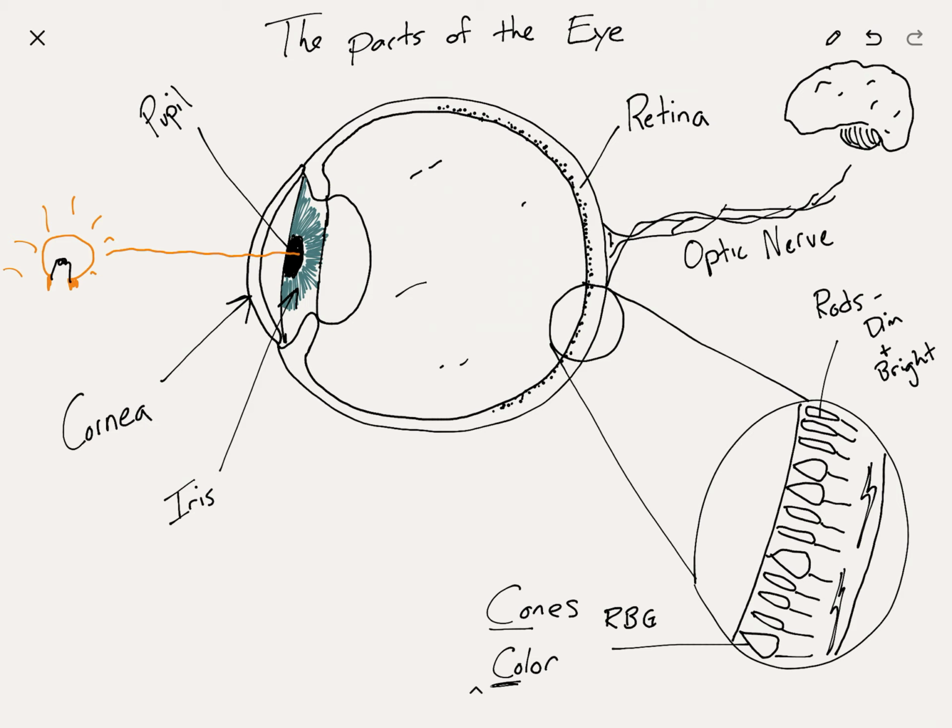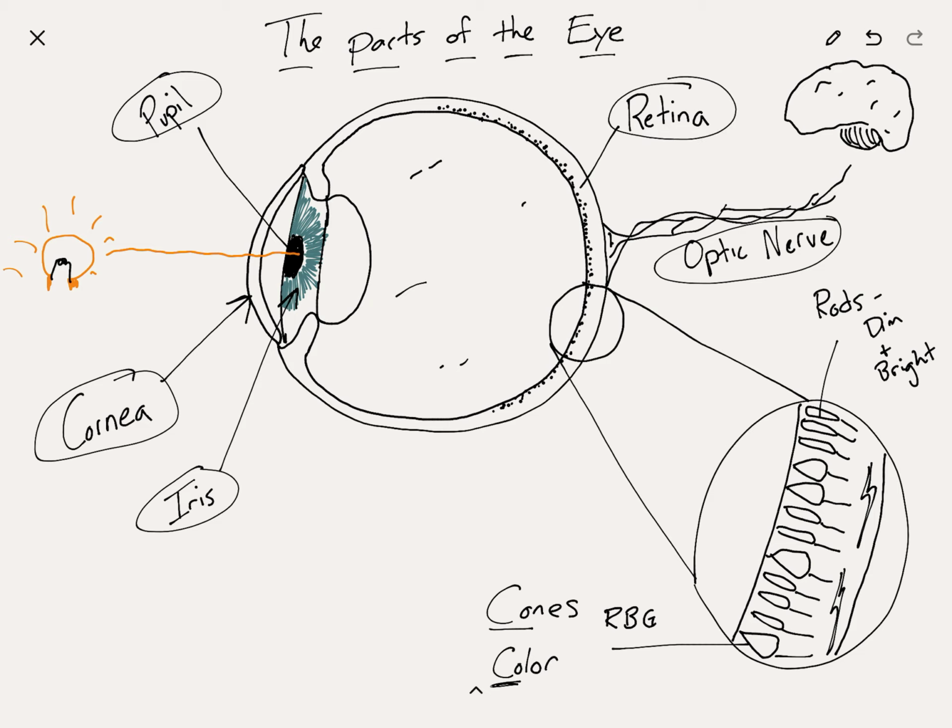Okay? So those are the parts of the eye that we're covering. Okay? You got the pupil, you got the cornea, the iris, the optic nerve, the retina, the rods, and the cones. And this one right here, I forgot to label it, is the lens. Okay?